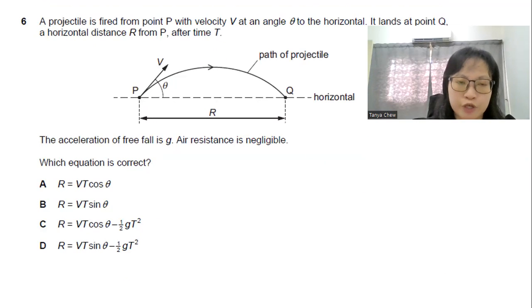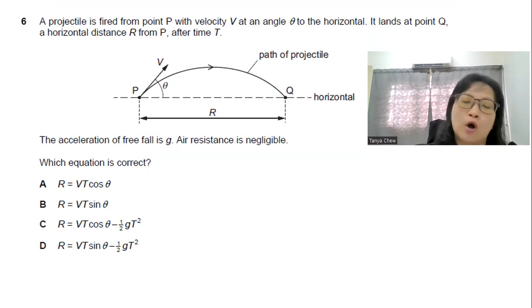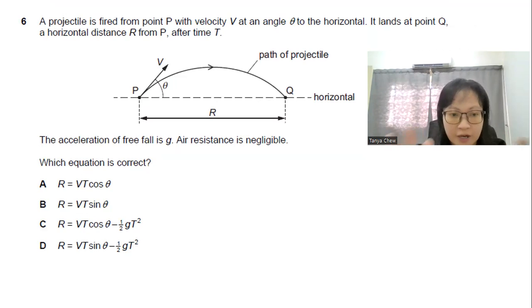Question number 6, a projectile is fired from P with velocity V at an angle theta to the horizontal. It lands at Q, a horizontal distance R from P, after time T. The acceleration of the free fall is G, air resistance is negligible. Which equation is correct? Since, okay, I look at all the choices, these are related to sine and cos. I am going to resolve it into two parts. One is vertical, the other one is horizontal.